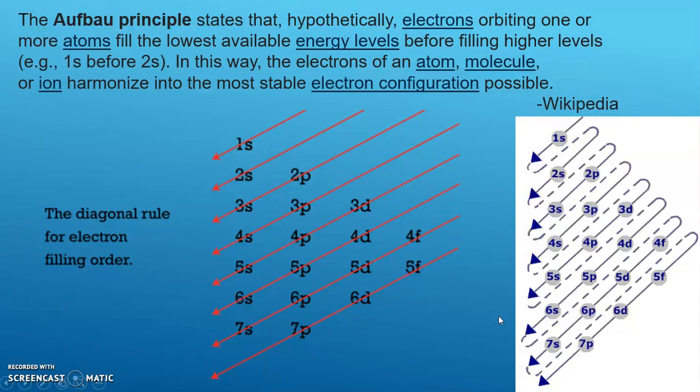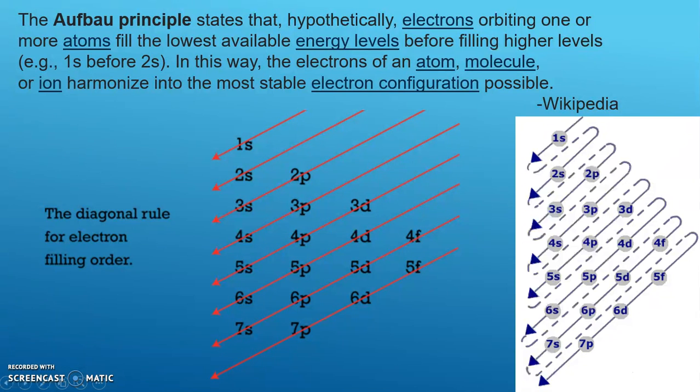I personally like this model over here. It's the same thing, but it sort of shows you kind of like a board game where you start here. There's only one point to start, and then you just keep continuing through, going back up the dotted lines, and then back down, and then back up. And so you'd read 2p, and then 3s, and then you do 3p, 4s, and then 3d, 4p, 5s, 4d, 5p, 6s, 4f, 5d, 6p, 7s, 5f, 6d, and 7p. And I did not need to read all of that, but I did.